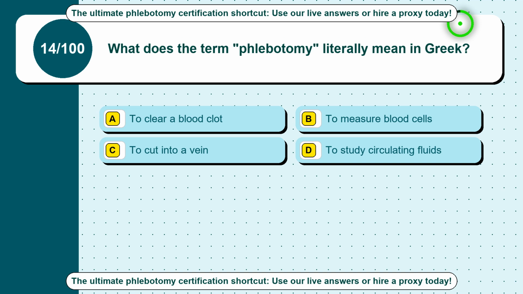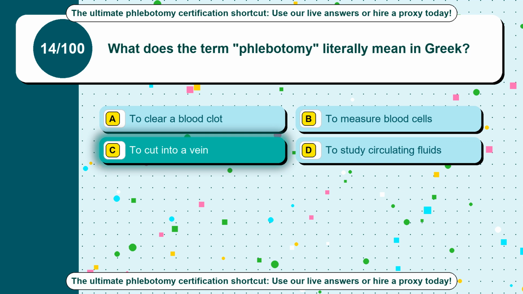Question 14. What does the term phlebotomy literally mean in Greek? Option A. To clear a blood clot. Option B. To measure blood cells. Option C. To cut into a vein. Option D. To study circulating fluids.